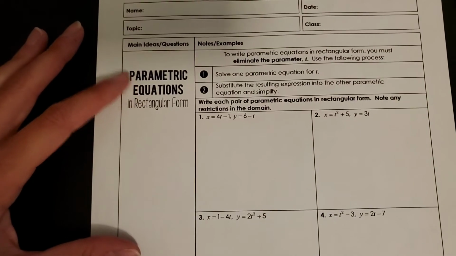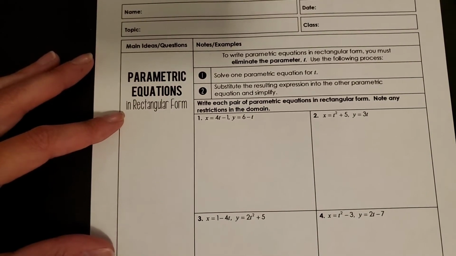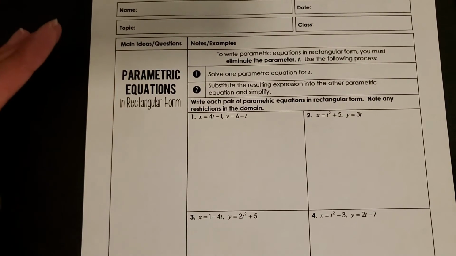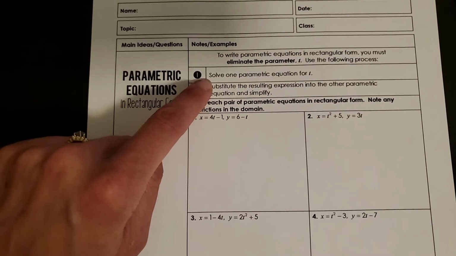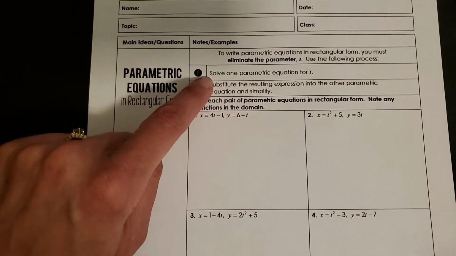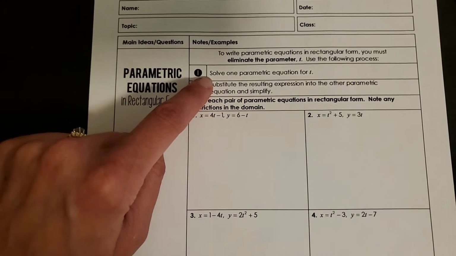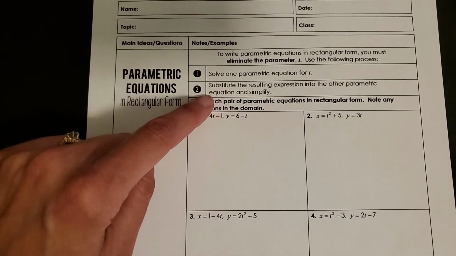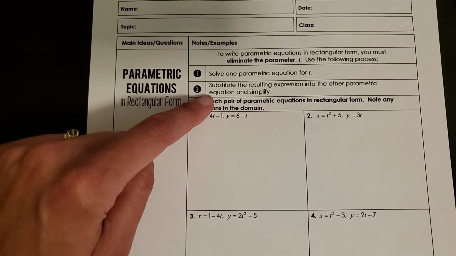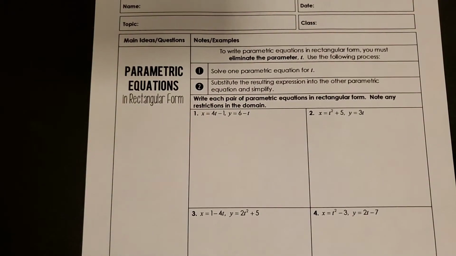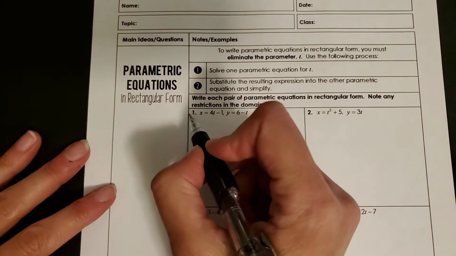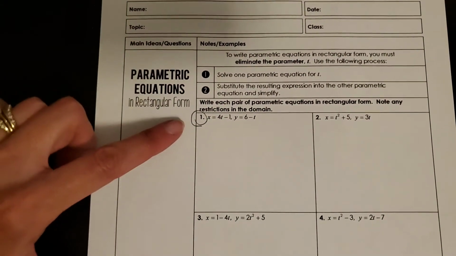Can we write parametric equations in rectangular form? Well, yes, we can. We've got to get rid of the t variable. And the way we do that, two-step process, we're going to take one of the parametric equations, either for x or for y, whichever is easiest, really, and solve it for t. And then we're going to do a little substitution. We'll substitute it into the other equation and remove the t, and we'll end up with an equation in terms of just x and y. So let's take a look at some examples. We're going to look at 3 examples, not all of these. Let's look at number 1.